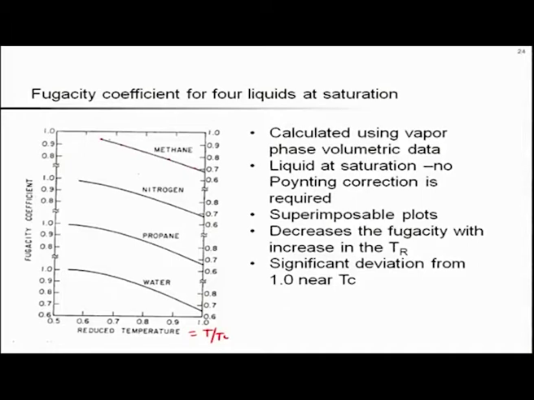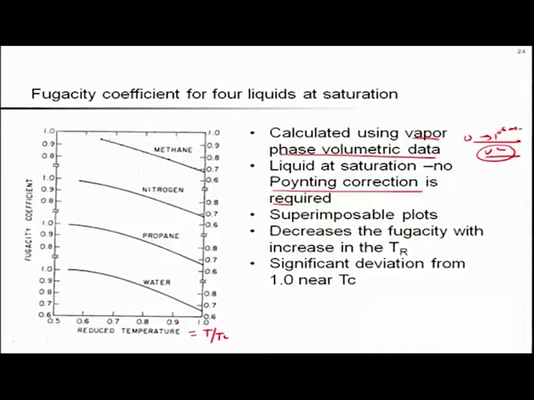And of course, with this, since the temperature is different, the corresponding saturation pressure would also be different. But since it is a saturation, we do not require Poynting correction, first of all. The second is that we have made use of the expression which we have derived earlier, and the vapor phase volumetric data from 0 to P sat has been used, and VL, the 0 to P sat volumetric data has been used.